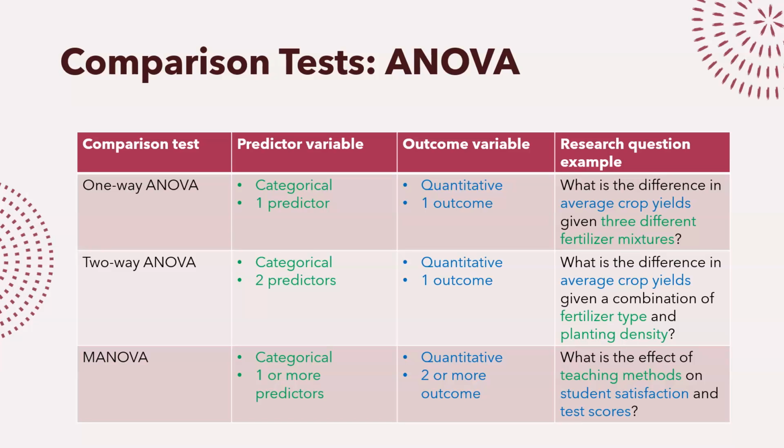a field experiment. You assign different plots in a field to a combination of fertilizer type, such as fertilizer A, B, or C, and planting density, such as low density or high density, and measure the final crop yield at harvest time. You can use a two-way ANOVA to find out if fertilizer type and planting density have an effect on average crop yield.